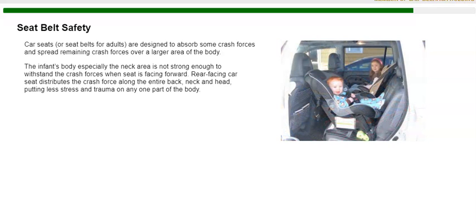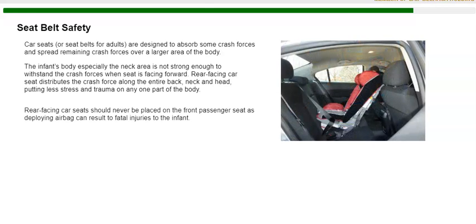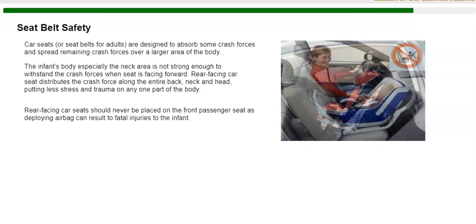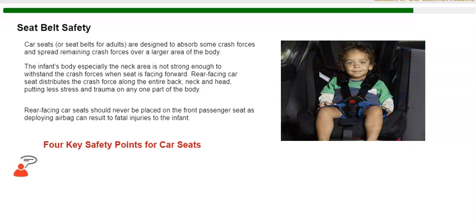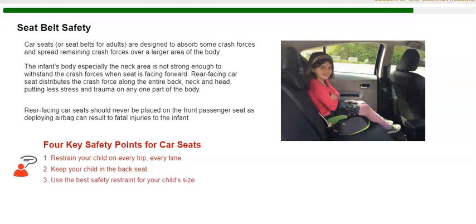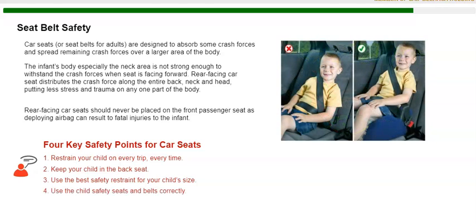Car seats are designed to absorb some crash force and spread the remaining crash force over a large area of the body. The infant's body, especially the neck area, is not strong enough to withstand the crash force when the seat is facing forward. Rear-facing car seats distribute the crash forces along the entire back, neck and head, putting less stress and trauma on any one part of the body. A rear-facing car seat should never be placed on the front passenger seat, as a deploying airbag can result in fatal injury to the infant. So if you have small kids, always keep the seat in the back seat, not in the front seat.